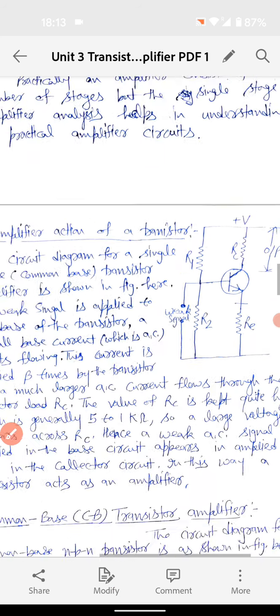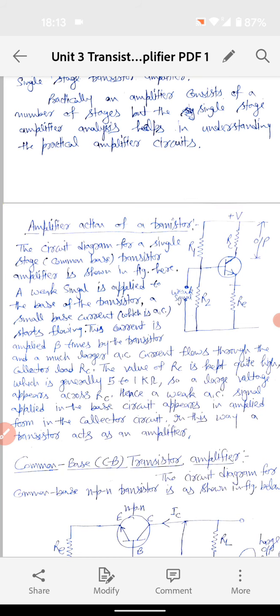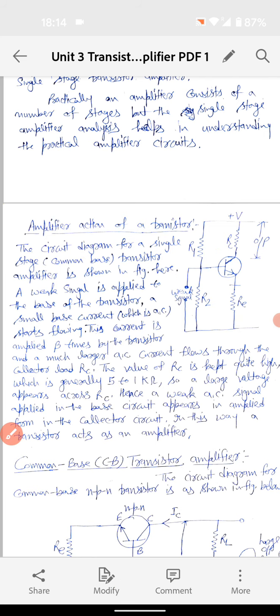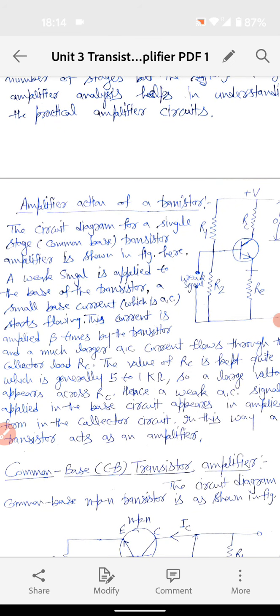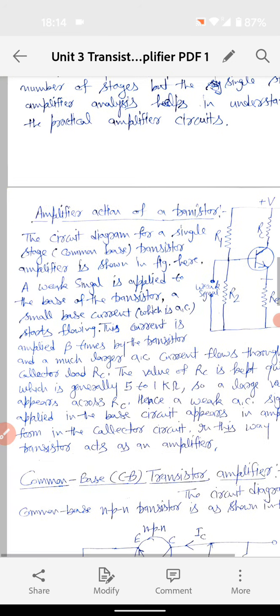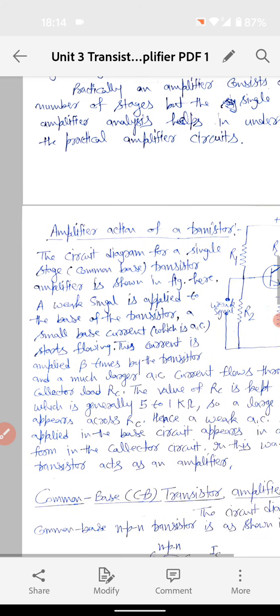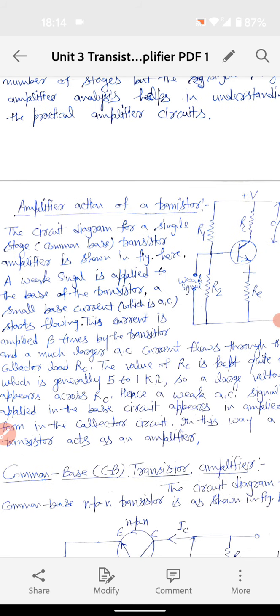So this circuit diagram for a single stage common emitter transistor amplifier is shown in the figure. Here I have written wrongly. This term is not common base, but it has to be common emitter, so sorry for that. So common emitter in voltage divider biasing circuit is shown in this figure. A weak signal is applied to the base of the transistor. So to this base we apply a weak signal.